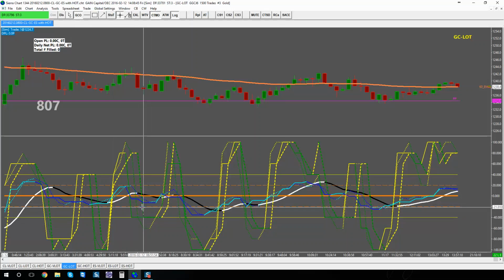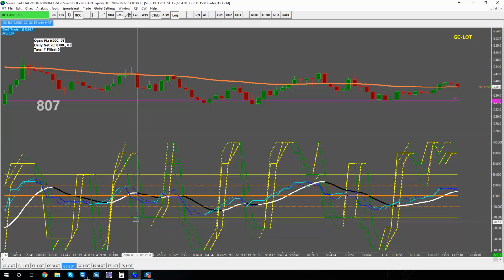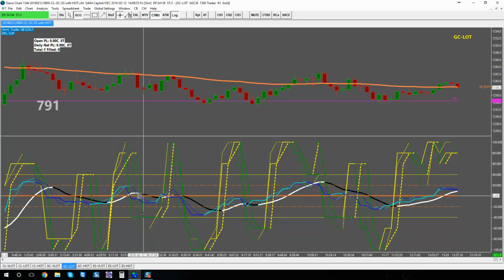Would we have taken this short? Nah, it's kind of doubtful because the white MACD is flat. The white MACD is flat. It's pretty doubtful to take this one.